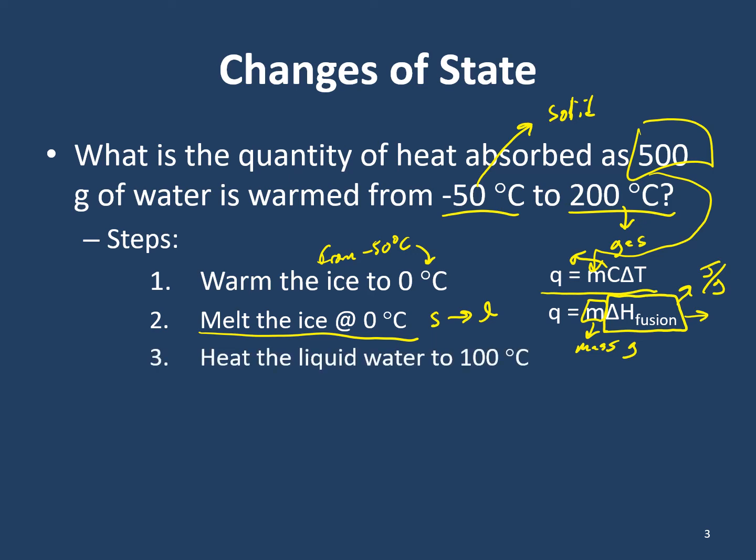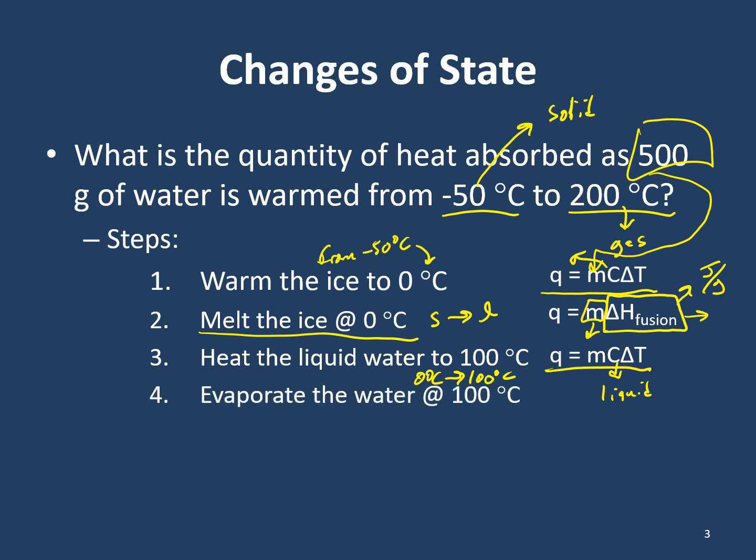Next, we want to go from 0 degrees Celsius to 100 degrees Celsius. This again is a change in temperature, so we're going to use Q is equal to MC delta T again. But in this case, the C is now for liquid water because we're in the liquid state. Our delta T final is going to be 100, our initial is going to be 0, our mass is still 500 grams, and so we can solve for Q here.